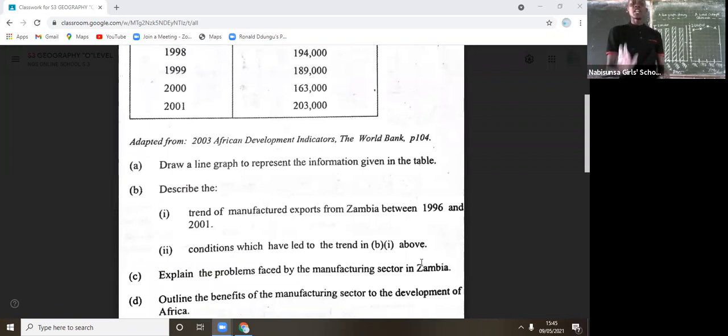We shall look at these other questions: how do they describe the trend, and the conditions which have led to the trend? I think we shall look at them next time when we get time, inshallah. But for now, I propose we end here.